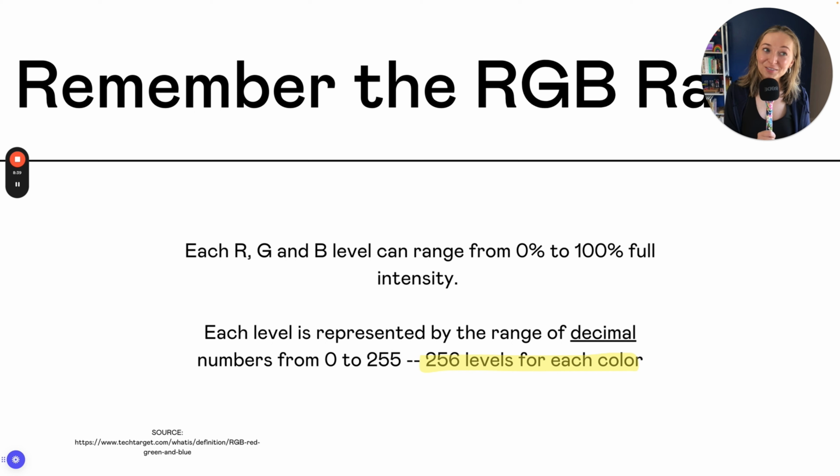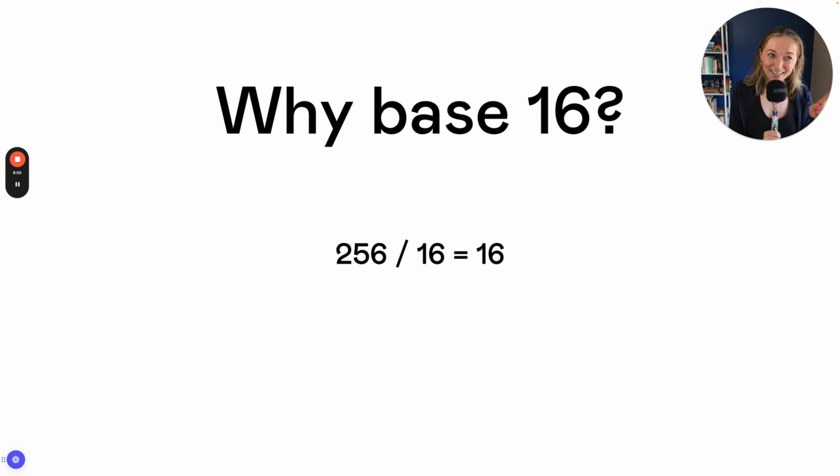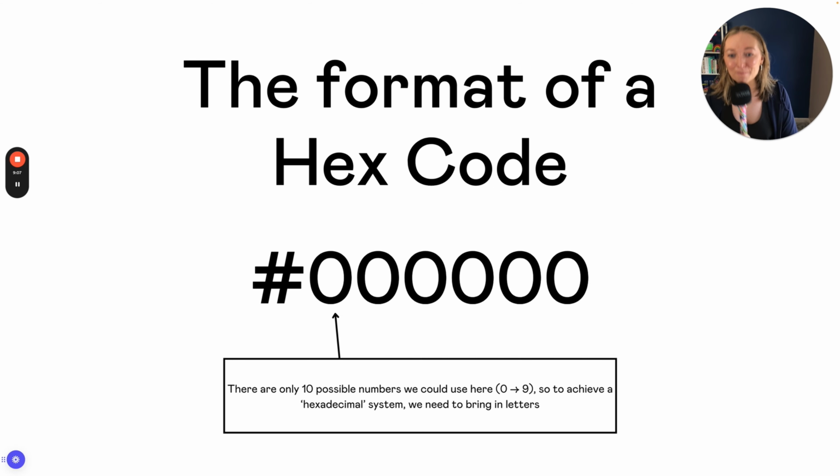Now, 256 is not divisible by 10, so we couldn't just use a base 10 system, because then there would be remainders after the decimal point and it would get really complicated. We need something that 256 can be split evenly into. It's not 10, but it is 16. So that's where we get the hexadecimal system: the total number of options for RGB is divisible by 16, and so that's how we do our conversion. It's really cool. The math is mathing.